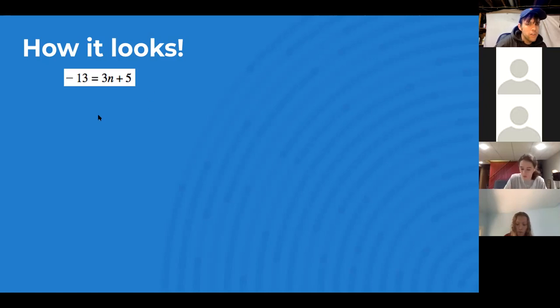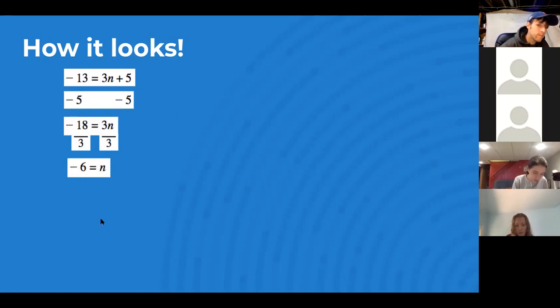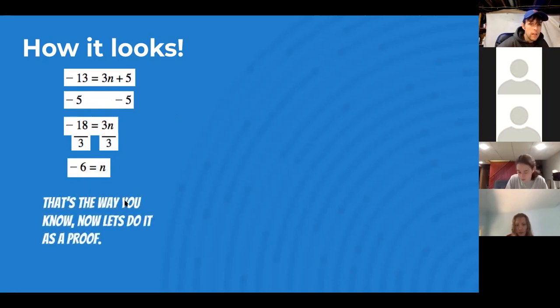So to solve this equation, first step, I would just get rid of the 5 on each side, right? So subtracting 5. That leaves us with negative 18 is equal to 3n. Then at this stage, go ahead and divide both sides by 3. So we divide by 3, and we figure out that n, which is on the right side, is equal to negative 6.